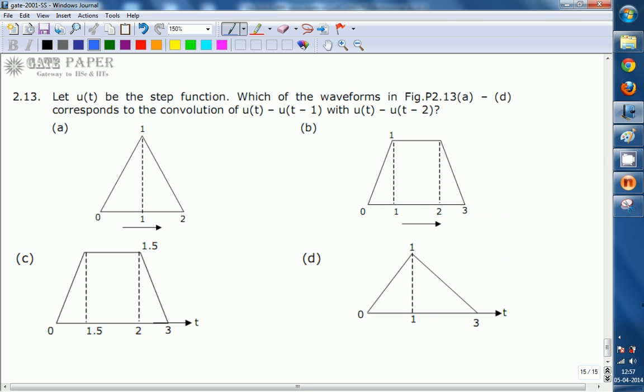We are going to discuss a question from signals and systems given in GATE 2000, from the convolution concept.